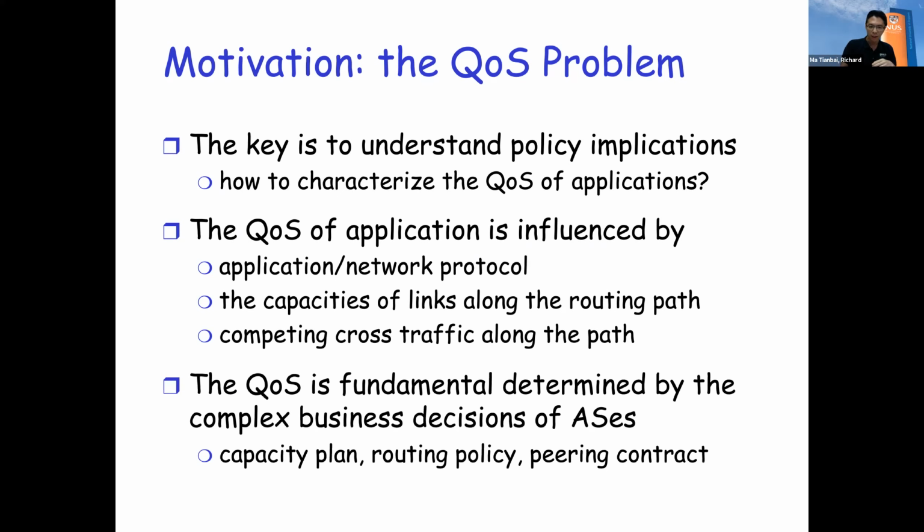But fundamentally, these are determined, again, by the complex business relationships and decisions of the so-called autonomous systems. For example, their capacity planning decisions, their routing decisions, and the peering agreements among them. Okay.